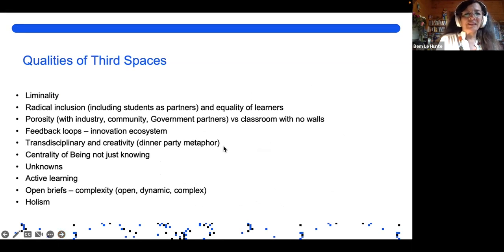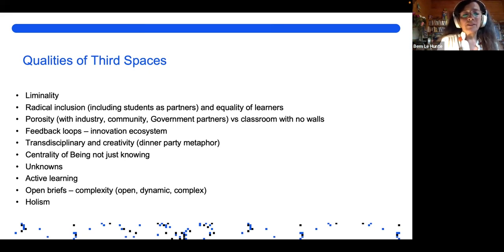Here are some of the qualities that I describe to third spaces. So the first idea is the idea of liminality. Liminality is a concept that first came from anthropology. It came from people like Victor Turner, and he talked about liminality in the context of tribal societies that have initiation. So liminality is when you go from one state to another. So it's really about going to a state of unknowing, if you like.